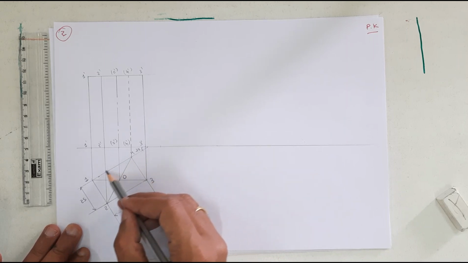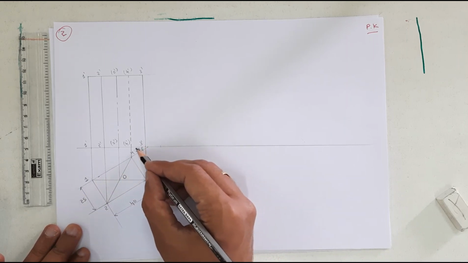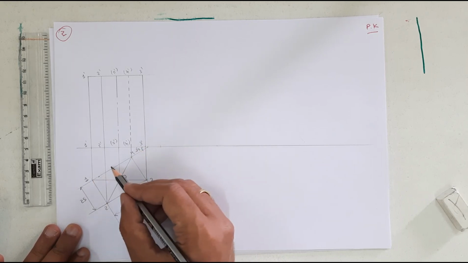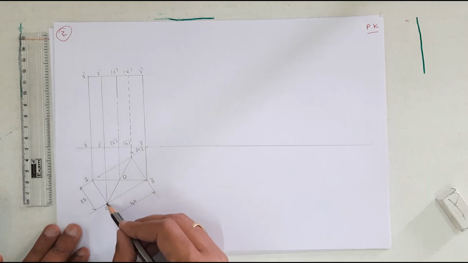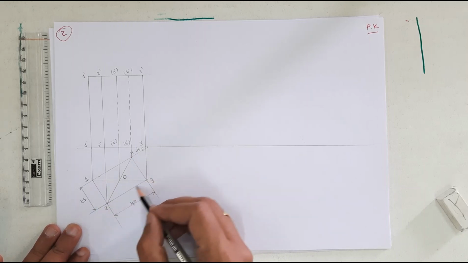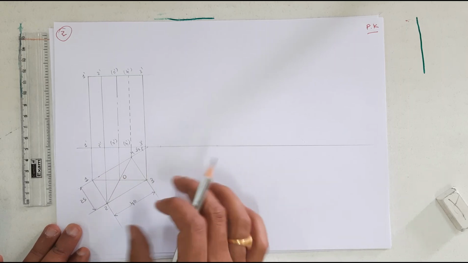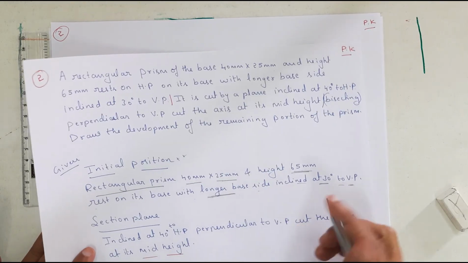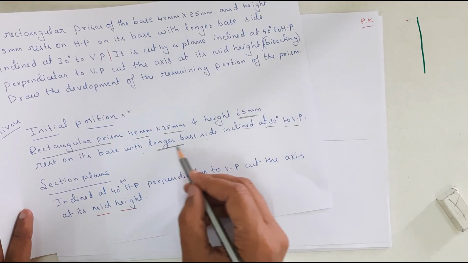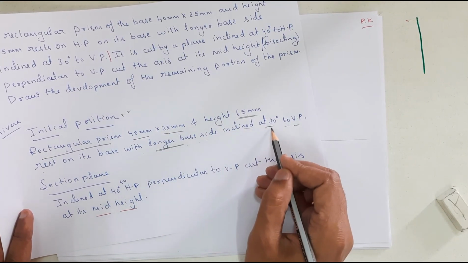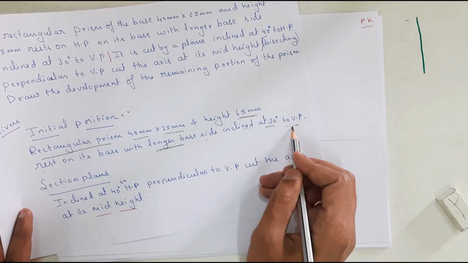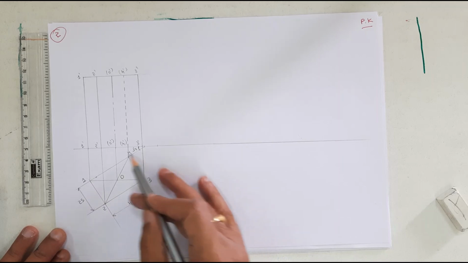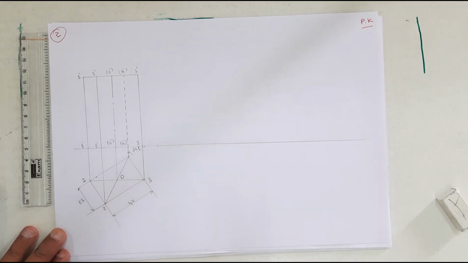I have first drawn the 30 degree line, where I located 4 to 1, which is 40. To this 30 degree line I have drawn a 90 degree line and constructed the rectangle as shown in the figure. See whether it is satisfying the condition. The condition is the longer base side is inclined at an angle of 30 degree to VP. So this is how we have to write the initial position.